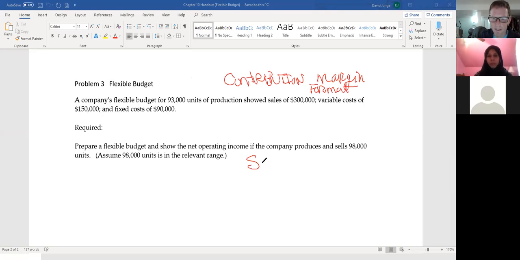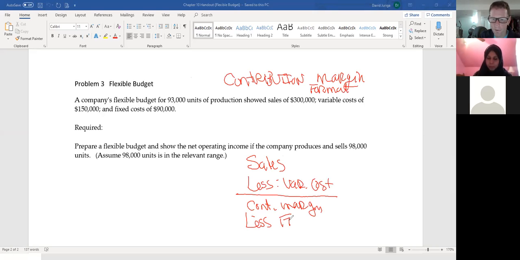So what I mean by that is that's of course going to be your sales less your variable cost, remember, equals contribution margin less your fixed cost equals your operating income. All right.